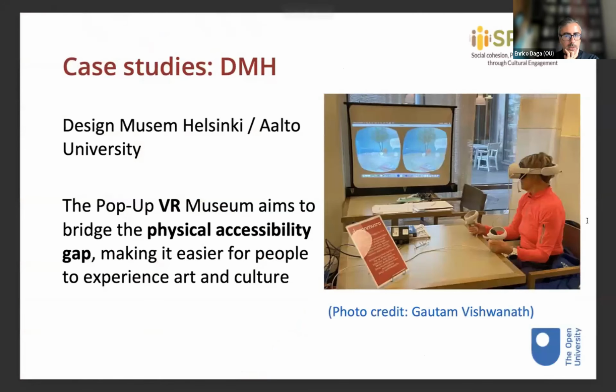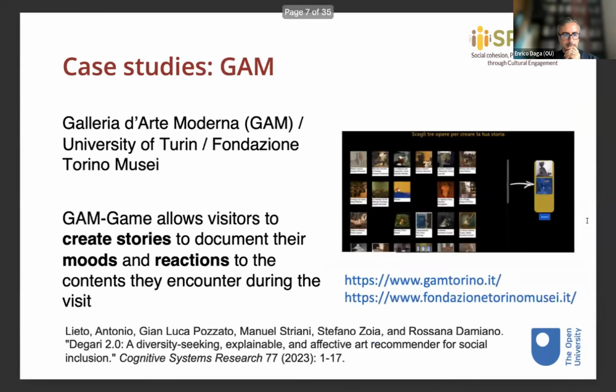What I will go through now is to illustrate the SPICE case studies, because these are useful to the point I will try to make in the second part of the presentation. So bear with me for a few more minutes. These case studies included, for example, the pop-up VR museum. The idea is we can apply new technologies so that people that cannot physically go to the museums can still experience the objects. In particular, this pilot was designed in the Design Museum of Helsinki by Aalto University.